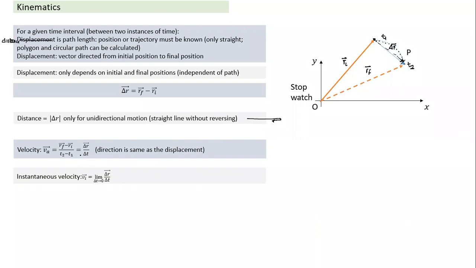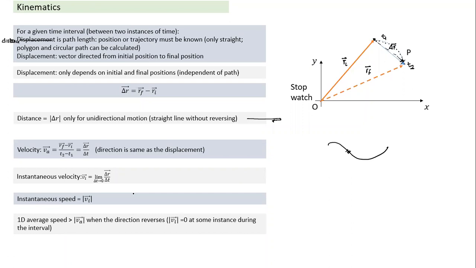Instantaneous velocity: when this time interval approaches zero, it becomes instantaneous velocity. And instantaneous speed and the magnitude of instantaneous velocity are equal. Because when the time interval becomes very small, even if the path is curved, for a very small time interval the length of the path becomes too small. If the length of the path is very small, it is equal to a straight path. So this is also a small point, but an important point. Instantaneous speed is equal to the magnitude of instantaneous velocity.